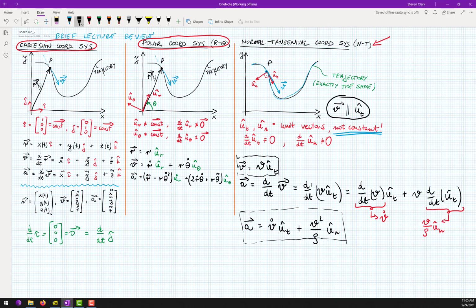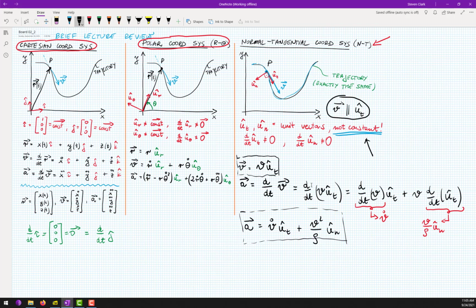Are there other questions so far? Think about questions, and I will just continue talking. Hopefully my talking makes sense. I just would like to show you why these unit vectors are not constant.